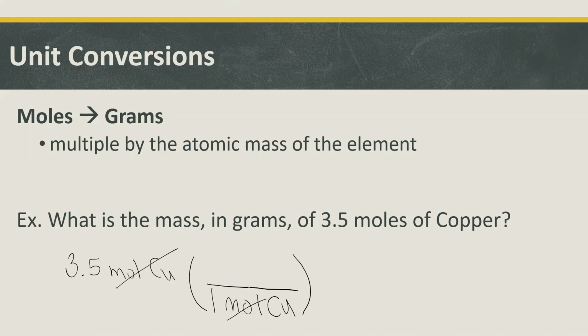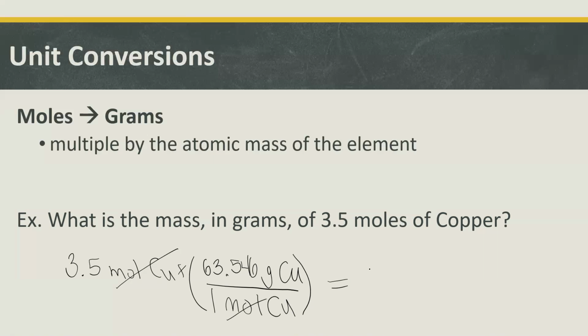Now I'm going to look at my periodic table. Copper's atomic mass is 63.546. So you can use that exact number or you can round it. It's up to you. I'm going to use the exact number. And I'm going to grams, so G is going to be on the top of, once again, copper. If you wanted to round this to 64, that would be fine. So now in your calculator, you do 3.5 times 63.546, or whatever you round it to, and then you divide by 1.